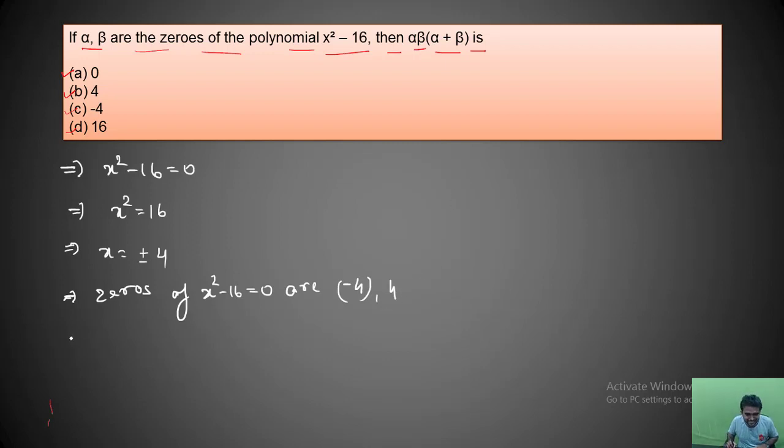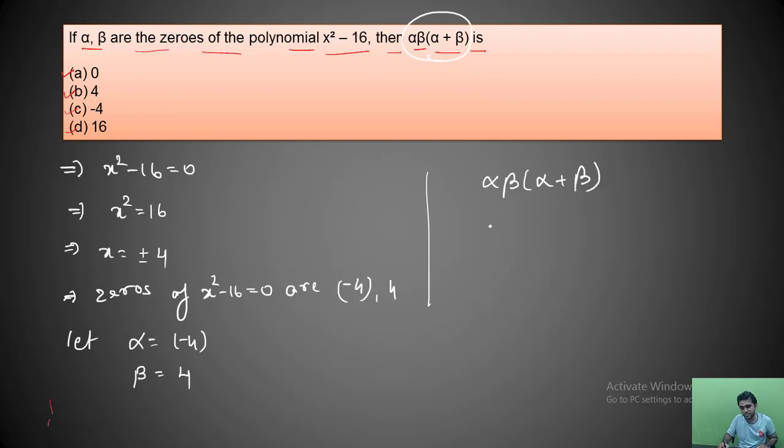Now let us assume that one of the roots is alpha, that is minus 4, and the other one is beta, that is plus 4. You can take it either way also. Alpha is 4 and beta is minus 4. Doesn't make any difference. Now what relation do we have to find? We have to find the value of alpha into beta into alpha plus beta. So we can say it is minus 4 into 4, and then minus 4 plus 4.